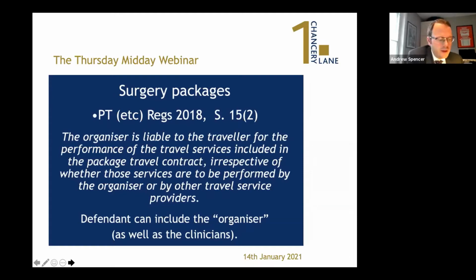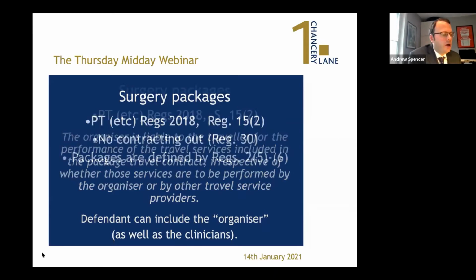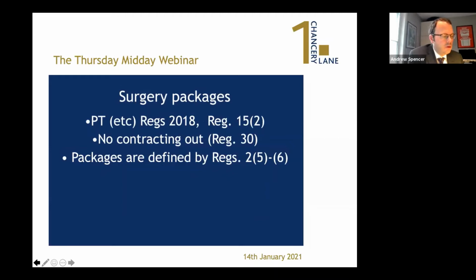So what that means is, if you have a regulated package, then the organiser is liable for all of the components, including the surgery and the operation. So you have an additional defendant, potentially somebody in this jurisdiction, who can be a proper party to the claim. So certainly for claimants, if there is a package, then the answer to the previous questions becomes quite a lot easier.